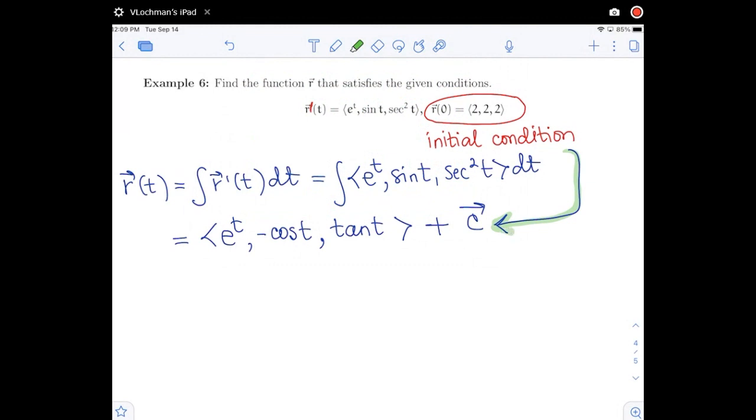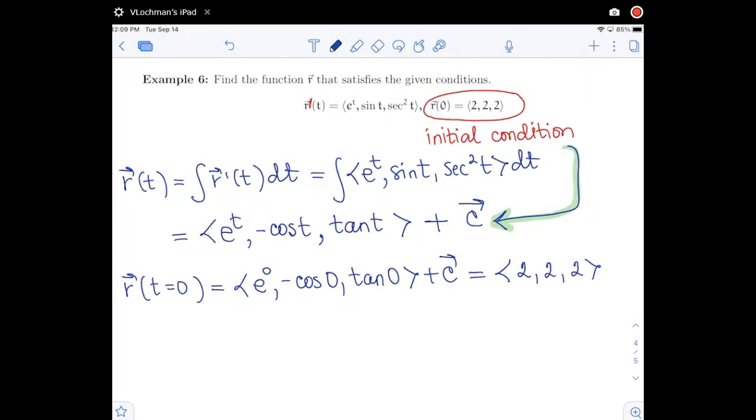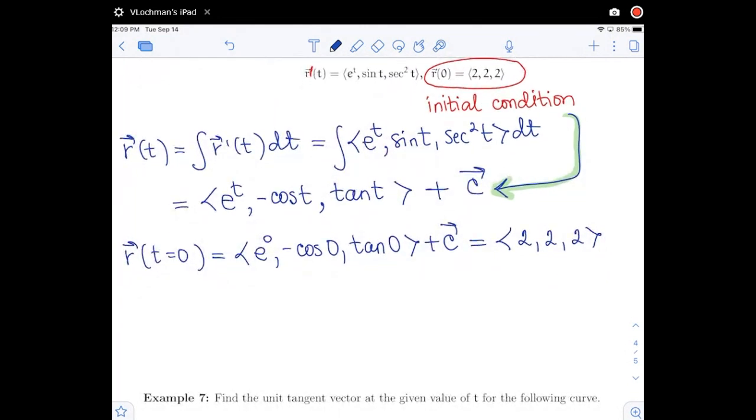So once we're done integrating, we're not completely finished with the problem. R of 0 is 2, 2, 2. So if I were to plug in t equal to 0, that's e to the 0, minus cosine of 0, and then tangent of 0 for the last component, plus c. I should be able to find my vector because I know what that is. It's 2, 2, 2. So now we can solve for this unknown vector c.